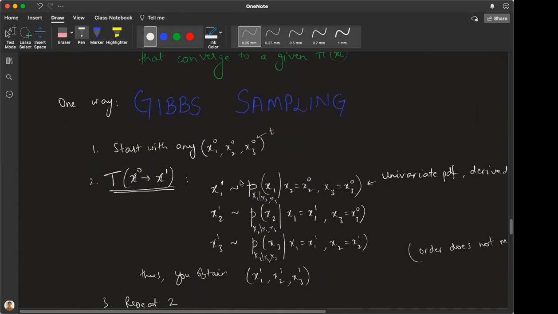What would you suggest? Let us say P is some non-standard PDF, and it's very common to see non-standard PDFs. What will you do in that case? Given whatever we have discussed so far, you can easily answer this question. If my P(x1 given x2, x3) is a non-standard PDF, how will you sample from it? Rejection sampling. Yes, very good. We will take a standard PDF and then apply rejection sampling to obtain samples from this non-standard PDF.